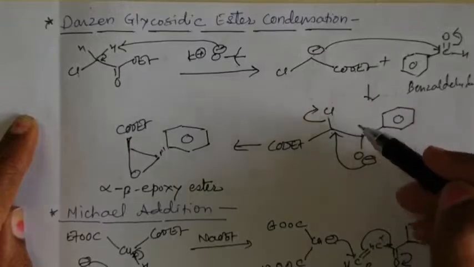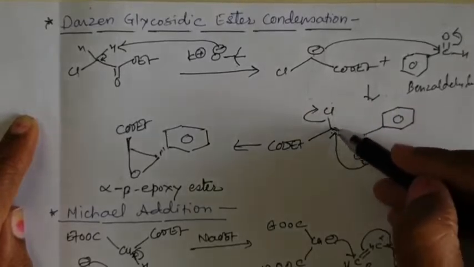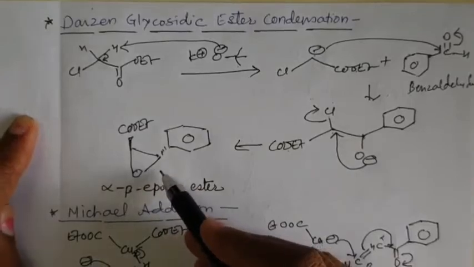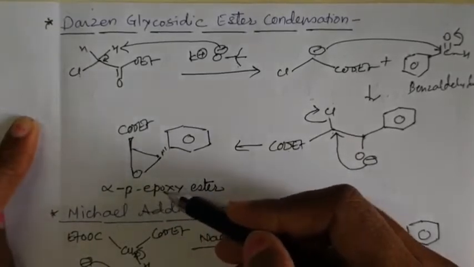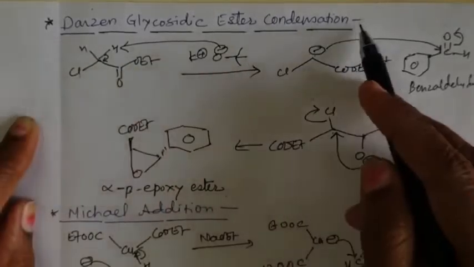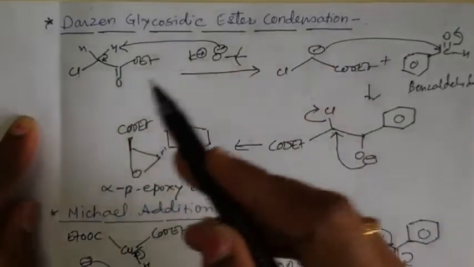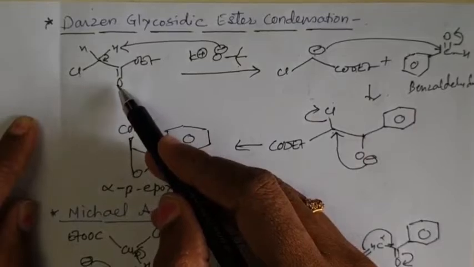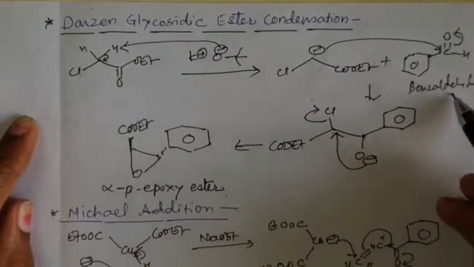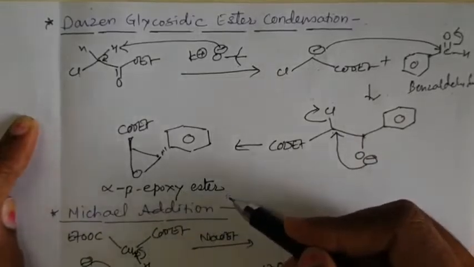Chlorine leaves. So we get the 3-membered ring formed, 1, 2 and 3. So here the epoxy ring is formed, and this is called the alpha beta epoxy ester. So this reaction is called the Darzens glycidic ester condensation reaction. Here we are using the alpha haloester, generating the carbanion from the alpha haloester, and then treating it with benzaldehyde. We get the alpha beta epoxy ester.